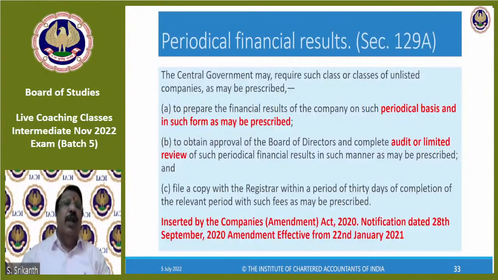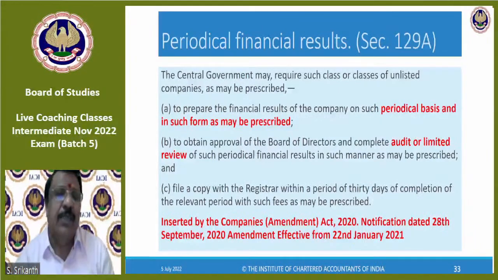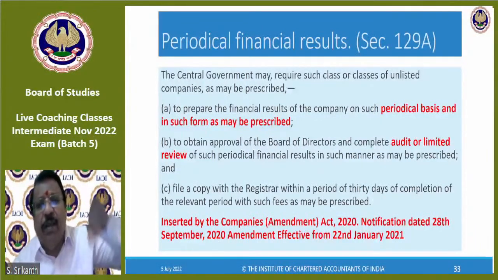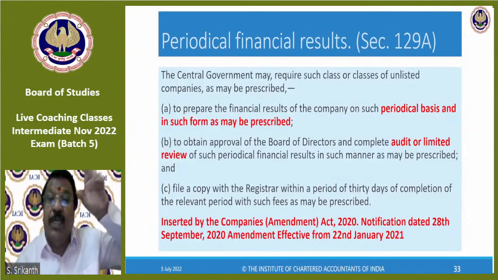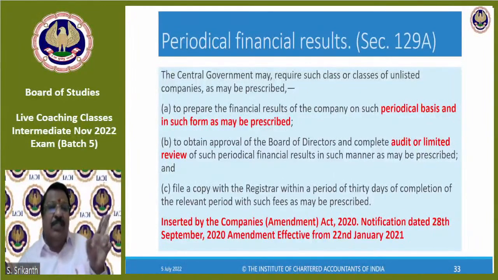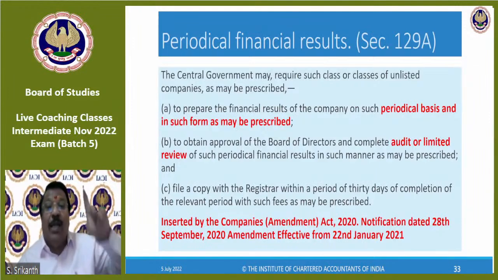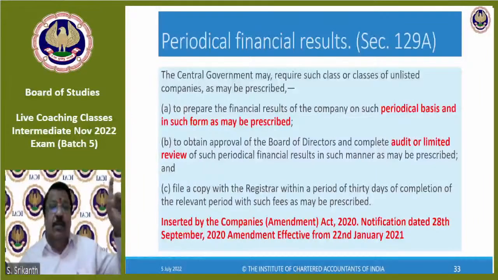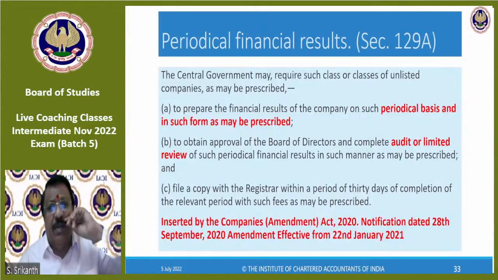Okay. 129A talks about periodical financial results. To put this in context, listed companies are already expected to provide quarterly financials as per the listing agreement. The minute they get listed with the NSE or BSE or whatever, they would have agreed to publish what is known as quarterly financial results. Right? For which, of course, the accounting standard is there. So for listed companies, it is already there.